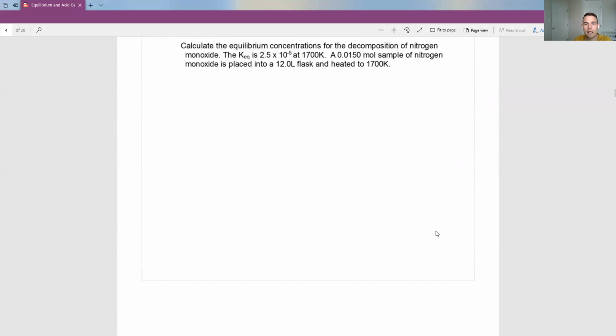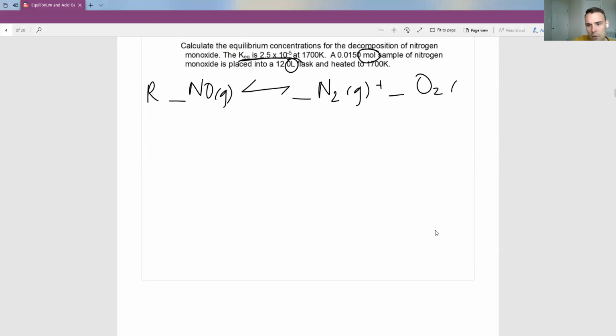So calculate the equilibrium concentrations for the decomposition of nitrogen monoxide. It gives us a KEQ value, which is a hint that you have to use a Rice table. We've got a 0.0150 mole sample of nitrogen monoxide placed into 12 liters. We have moles and liters that will be able to give us molarity. So let's go ahead and fill in our Rice table. So R is the reaction. It's the decomposition of nitrogen monoxide. Nitrogen monoxide will turn into the two individual gases of nitrogen and oxygen. Balance it with a 2 in front of the nitrogen monoxide.